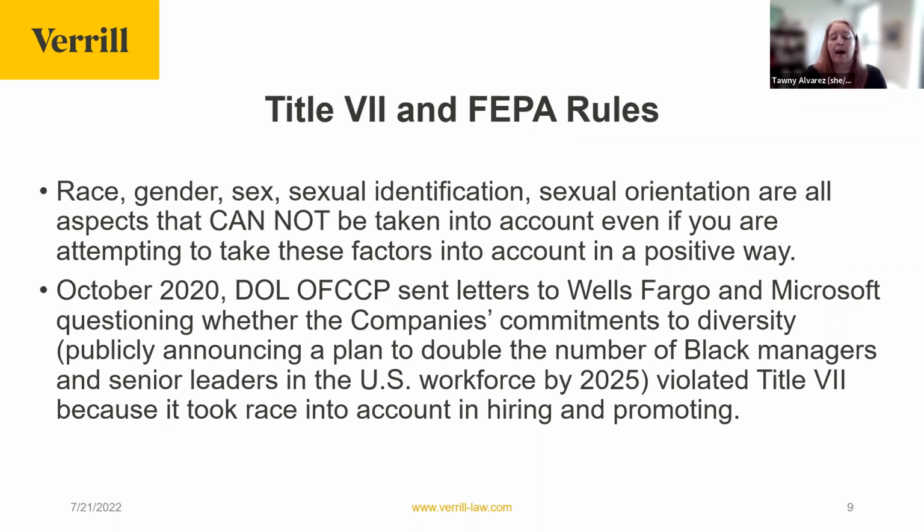So let's say that you have a team that's made up of all white males who are over the age of 40. You cannot then say, we have to hire somebody who is under the age of 40 and who also fits another minority classification. You can't, because it's inappropriately taking protected classifications into account in making a hiring decision.